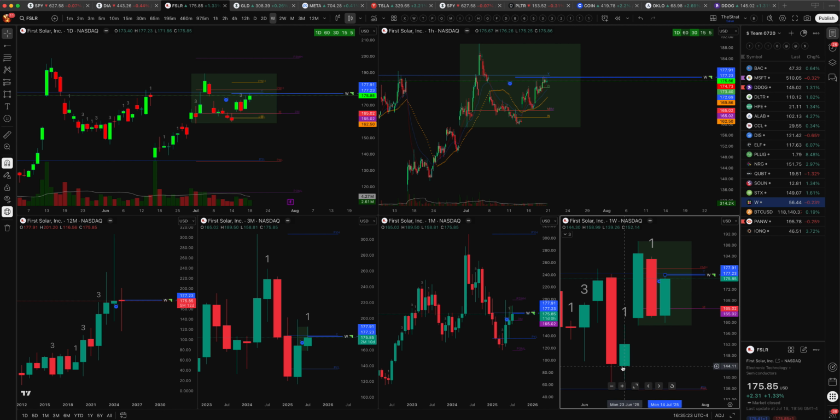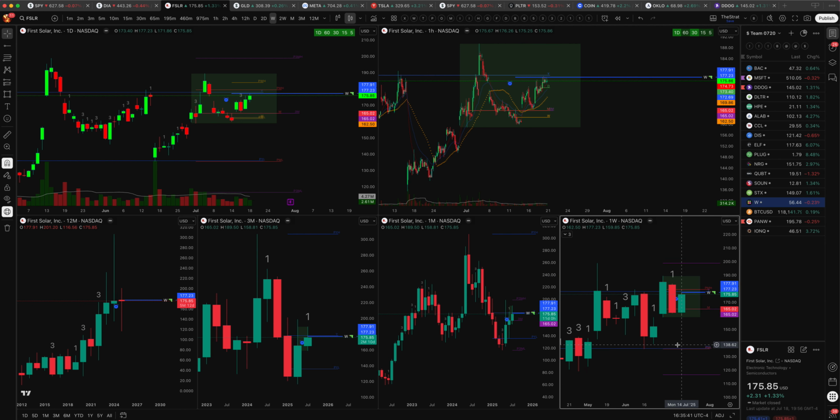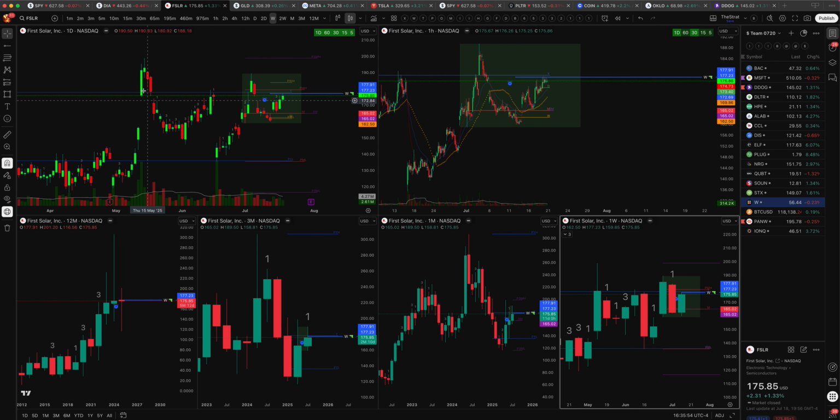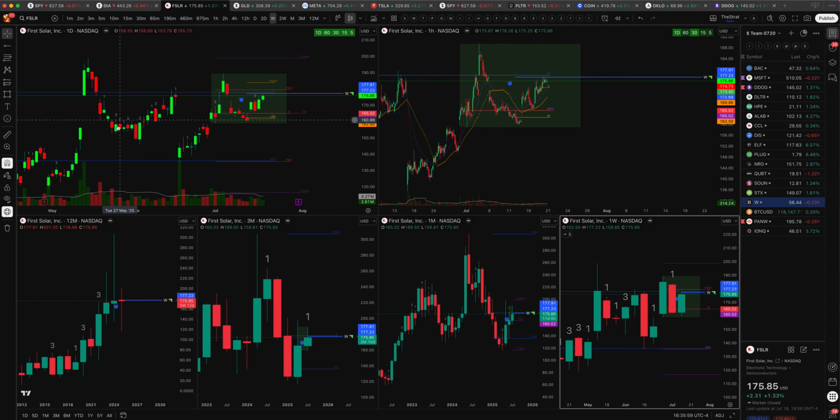Because you can obviously see a mother bar problem on FSLR from May 12th. Previously there was a mother bar problem, not anymore though. But you see the weekly bar from May 12th. You had 1, 2, 3, 4 weeks of just cutting inside of it. Yeah, that's possible, right? That's so this is that big weekly candle here on the daily, and then this is all that.